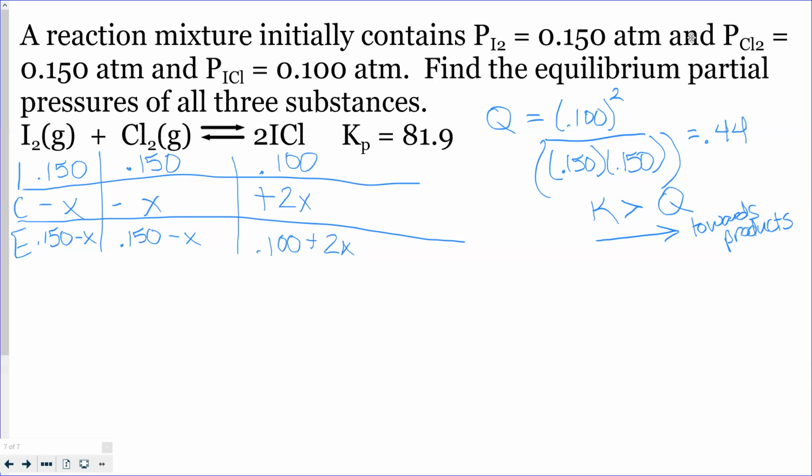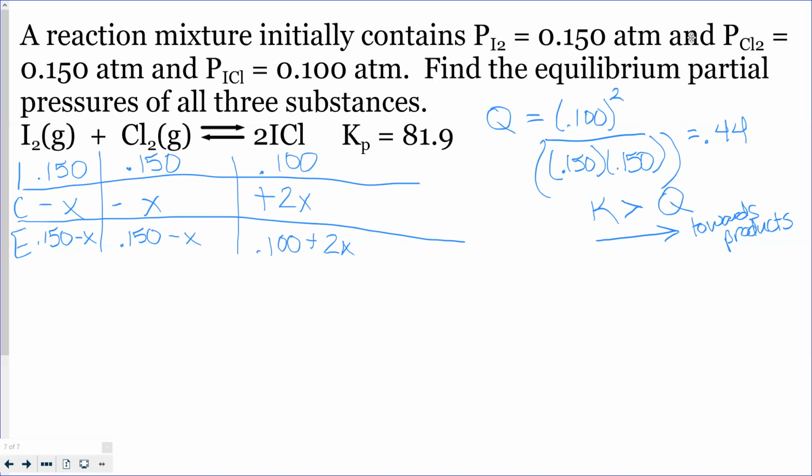So we have to plug this in. Notice that the K value is 81.9. Our coefficients for all of our reactants would be to like the negative first power. That is only like 2 places different, so we cannot ignore X here. However, the math does not have to be super complicated. I'm going to show you why.